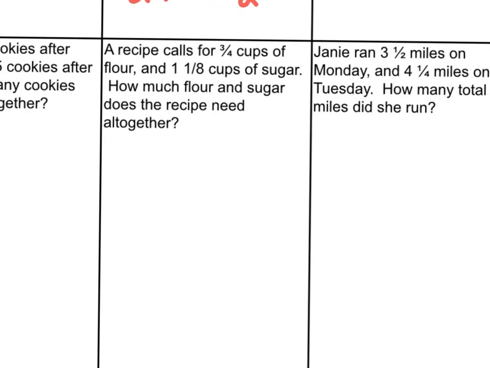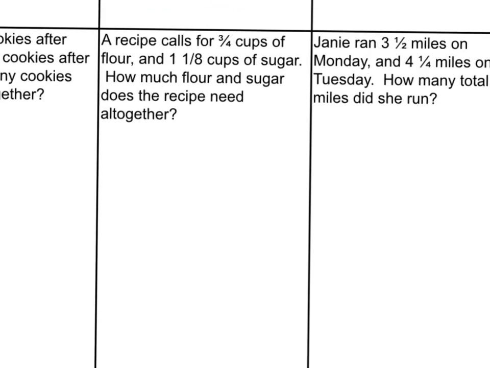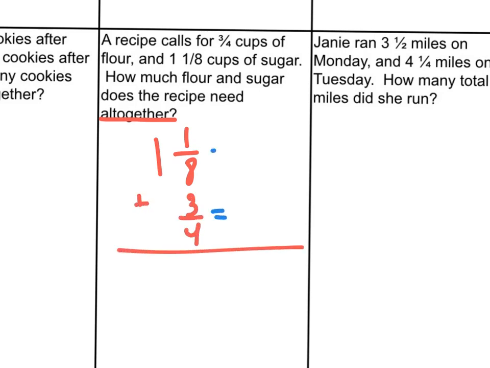For the next one, it says the recipe calls for 3/4 cups of flour and 1 1/8 cups of sugar. How much flour and sugar does the recipe need altogether? So the word altogether means to add. So here is 1 1/8 plus the 3/4. We need a common denominator. We're going to use the number 8 because they both share 8 in common.